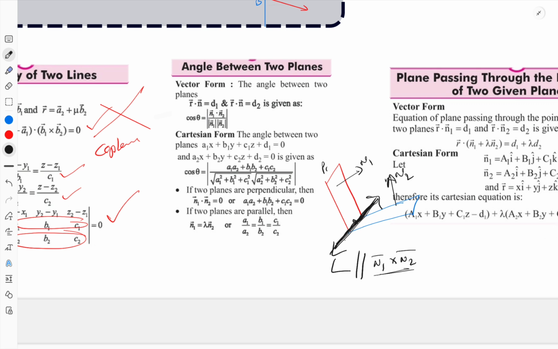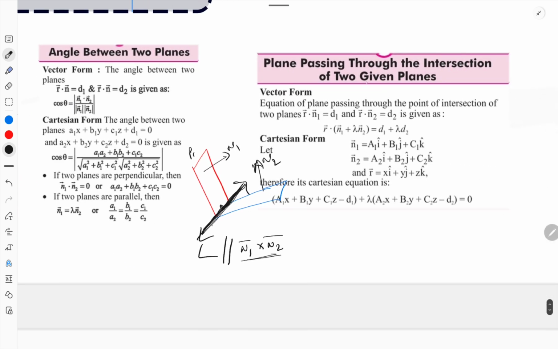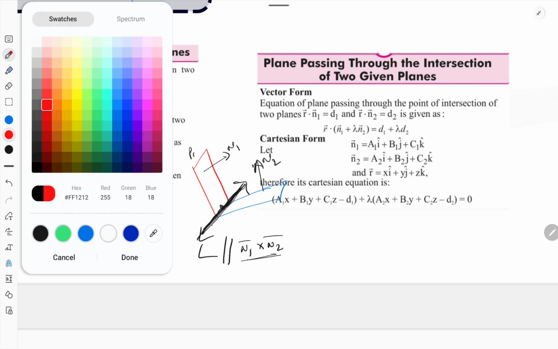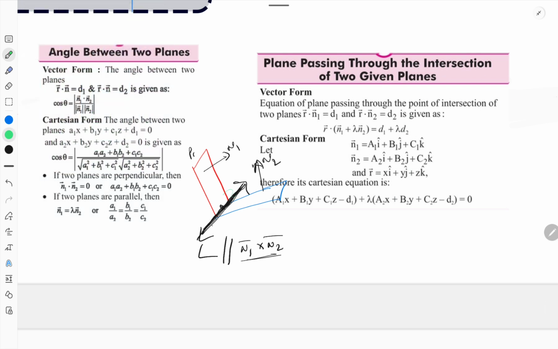Next, family of planes: a plane passing through the intersection of two given planes. Passing through these two, you may have many other planes. There will be infinite planes containing the same line, or passing through the intersection of these two planes, and that plane can be chosen as pi1 plus lambda times pi2 equal to 0. If some extra information is given, using that you can find the lambda value.